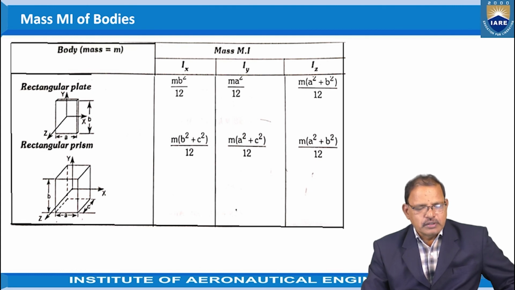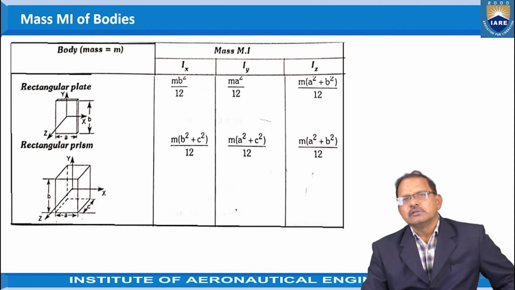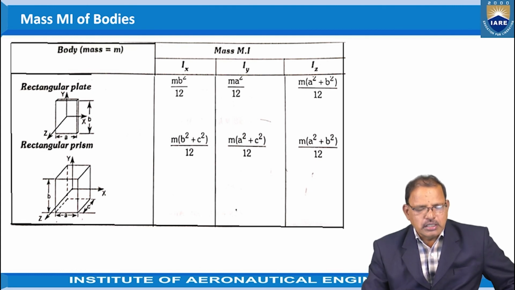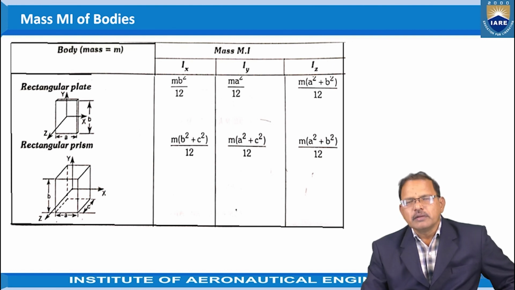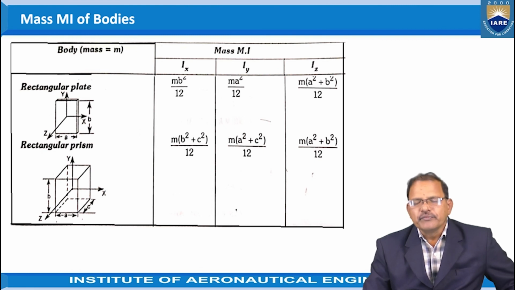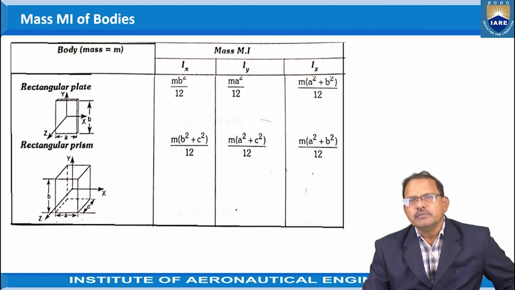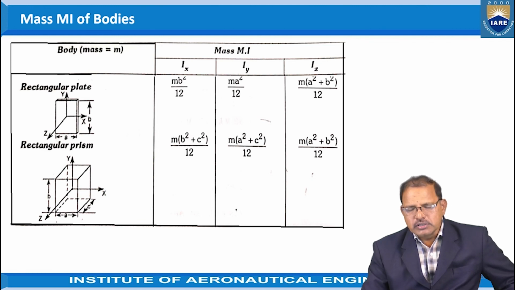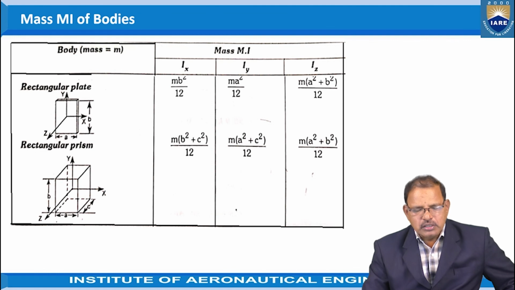For the rectangular prism, let a be the base, c the width, and b the breadth, that is the thickness. Then Ix is equal to m into b square plus c square by 12. Similarly, Iy is equal to m into a square plus c square by 12. Iz is equal to m into a square plus b square by 12.